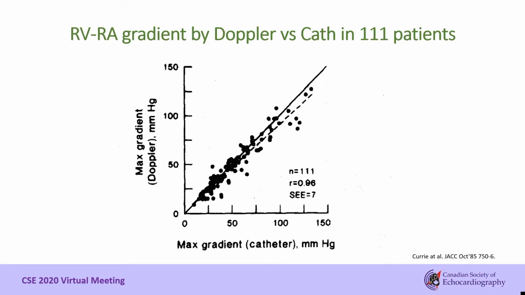This was a study that I was involved in during my fellowship a long time ago. We performed a Doppler study to assess the tricuspid regurgitation velocity in the cath lab and compared the RV to RA gradient by Doppler with cath measurements. We showed that there was very tight correlation between these two measurements, with an R value of 0.96.